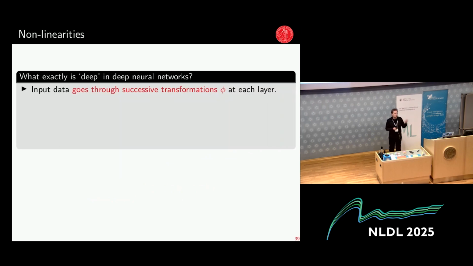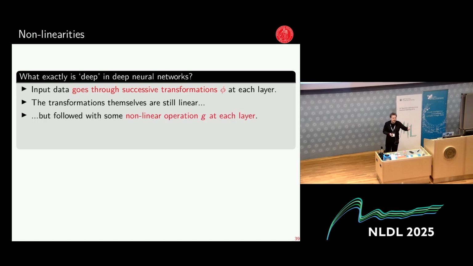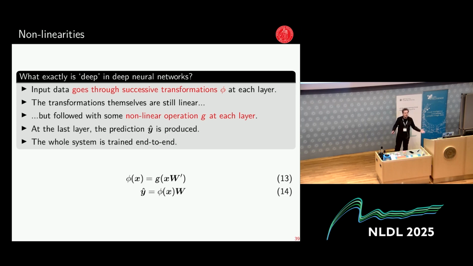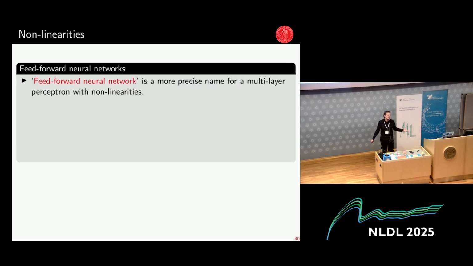Yeah, so just again, to sum it up, the input data in deep neural networks goes through successive transformations at each layer. The transformations themselves are linear, but they're followed by some non-linear activation functions at each layer, and they can be different at each layer. So some architectures use different non-linear transformations at each layer. And at the last layer, we produce the prediction. Right. So that's your deep learning system.